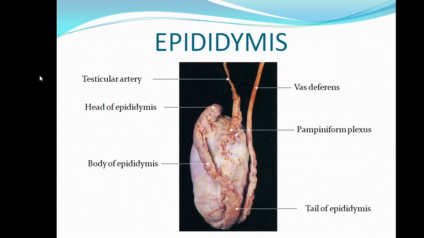Here in this dissection, you can see the testis, the epididymis here. This is the upper end, this is the head, this is the body, and this is the tail of the epididymis. And this tail is continuous with the vasa deferens or the ductus deferens. This is the artery of the testis.